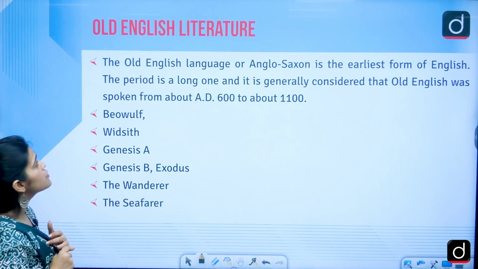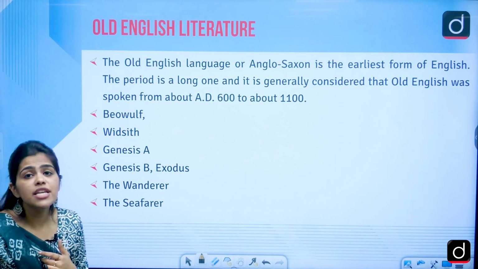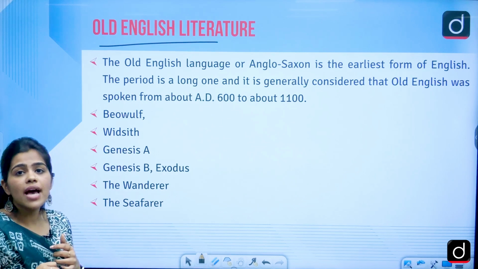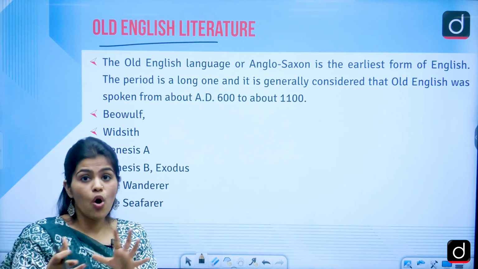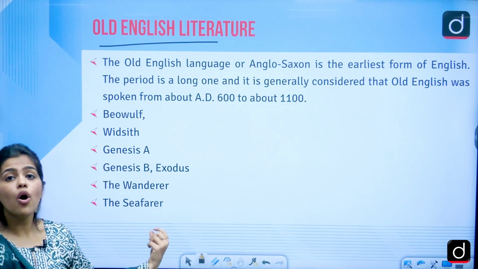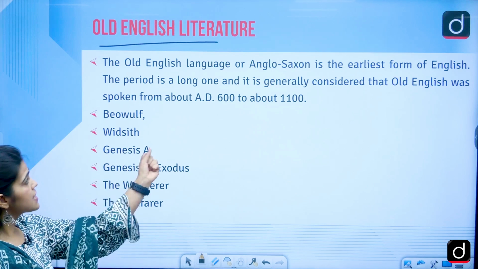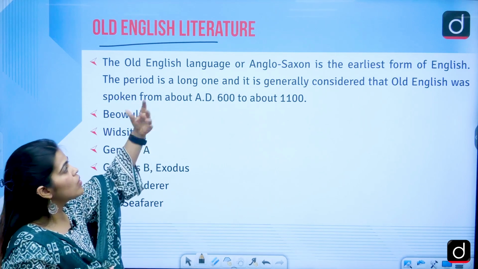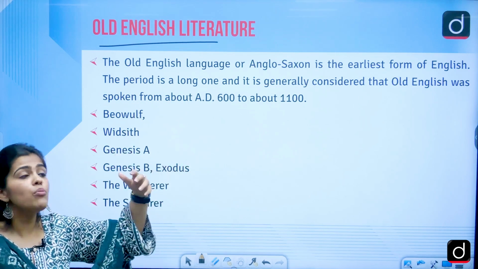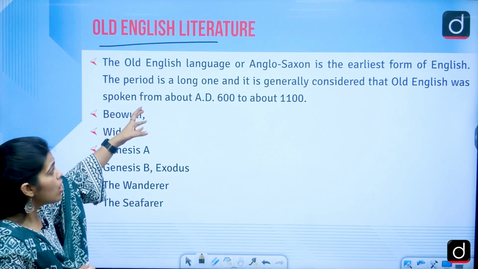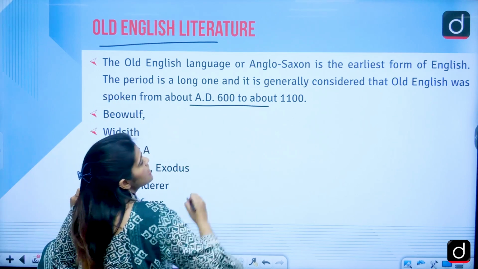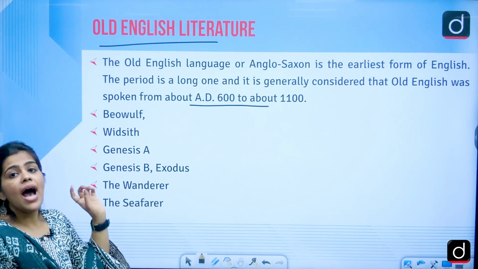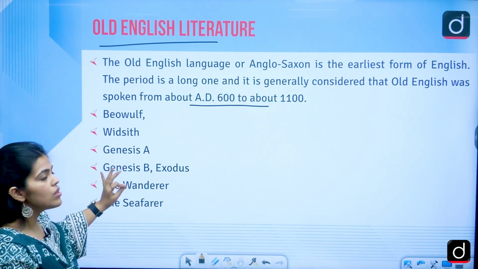The first thing that we'll start with is the Old English period, or Old English literature. This is the period of the Anglo-Saxons, and then comes the Norman age, the Norman conquest. Broadly, we'll be studying the texts related to the Anglo-Saxon and the Norman. We know that the Old English period, or the Anglo-Saxon, is the earliest form of English. The period is long, and we know it stretches from 600 to 1100 AD. This is the broad time frame, and we'll be covering all the texts and all the writers.